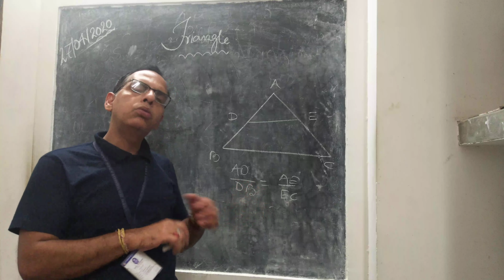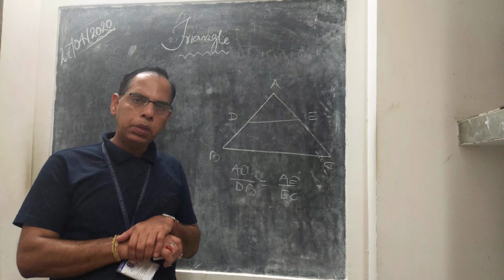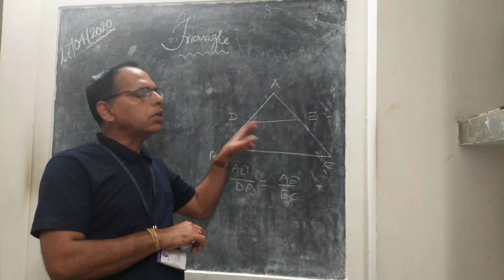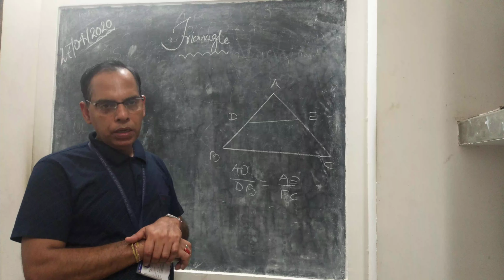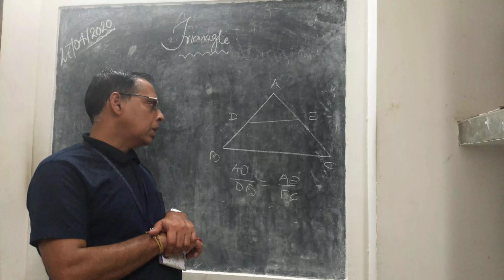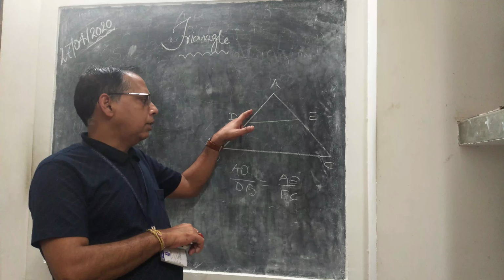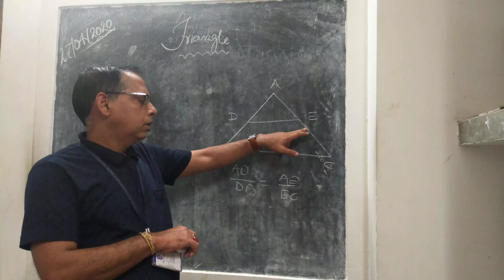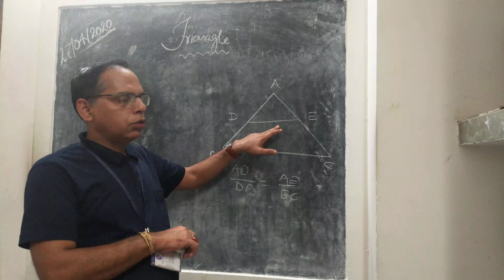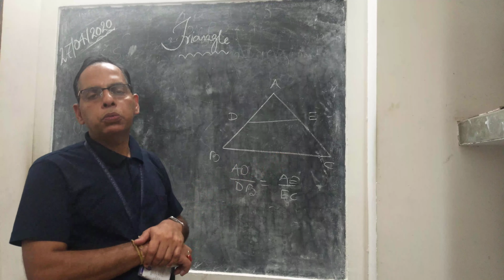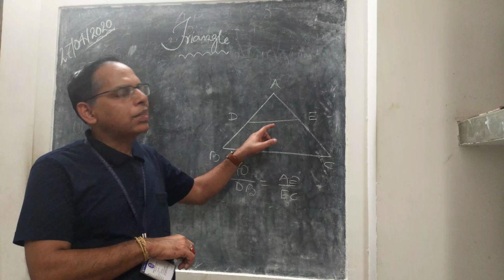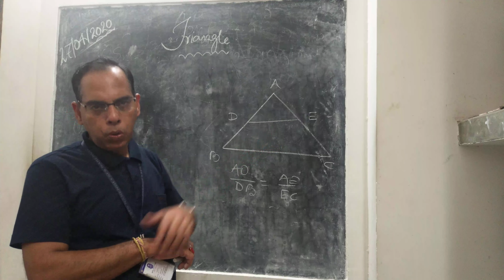Now what is the use? Why do you have to do that one? Because by using this particular theorem, we can solve many questions. Suppose this side is given, this side is given, this side is given, and they are asking to find this side. Then without the basic proportionality theorem, you cannot do it. That is the reason you have to know the basic proportionality theorem.